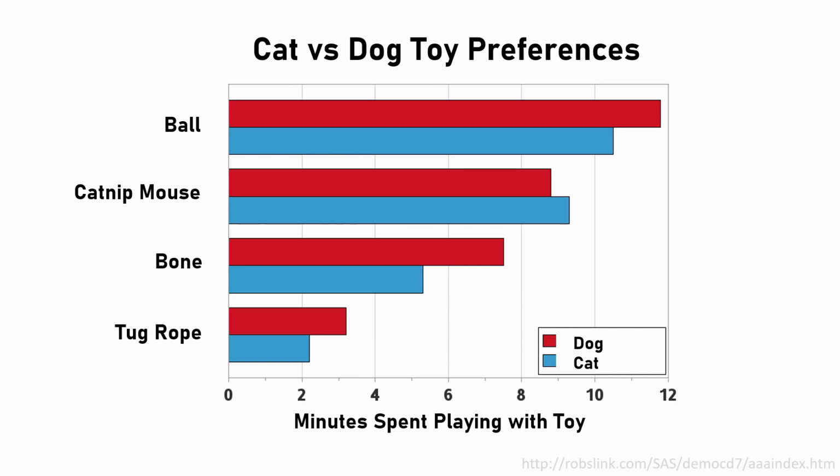So in this single graph, we can tell things like dogs spend more time playing with all the toys except the catnip mouse, which cats spend more time with. The most popular toy for both dogs and cats was the ball. The least popular toy for both dogs and cats was the tug rope. The cats spent longer playing with the catnip mouse than dogs spent playing with the bone. That's quite a few conclusions we can take away from a single graph. You can imagine that trying to glean this information from a contingency table would take more time and not be as visually interesting for your audience.